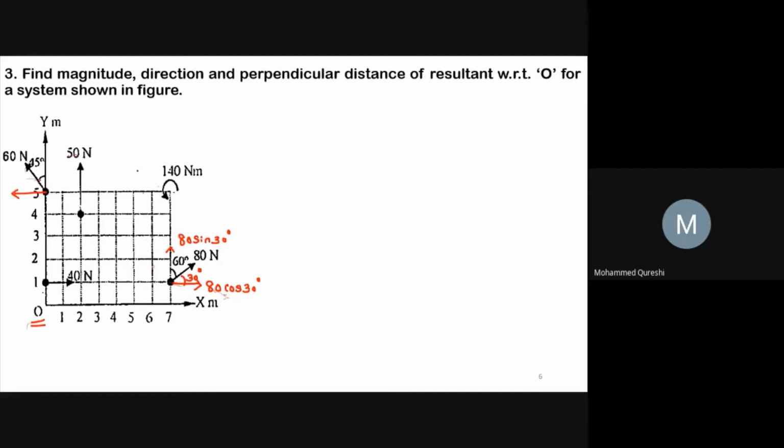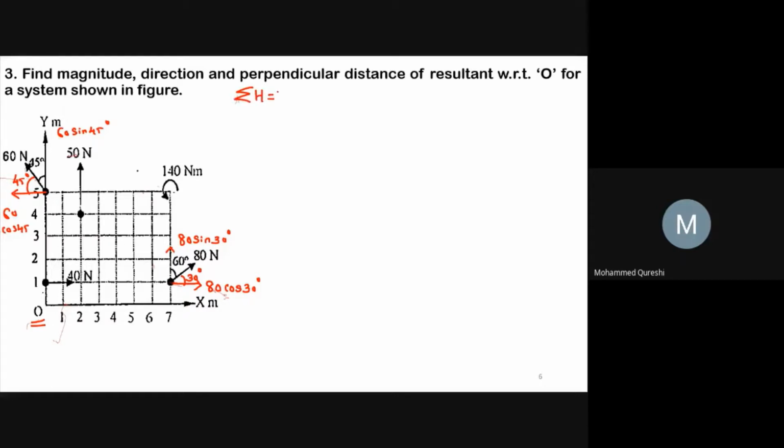makes an angle of 45 degrees with the vertical axis. Hence, with the horizontal axis, it will make 45. So it has two components, 60 cos 45 and 60 sin 45 degrees, and this 40 Newton is towards the horizontal axis. So let us go for the summation of horizontal forces and the summation of vertical forces.